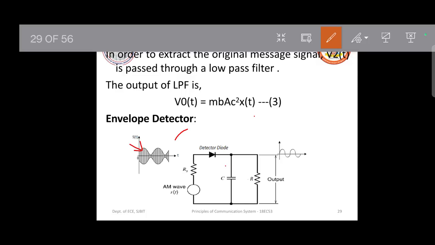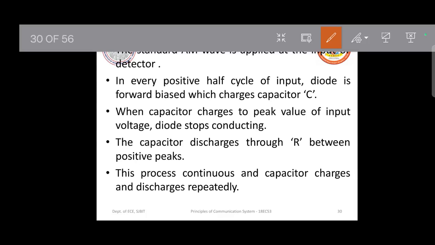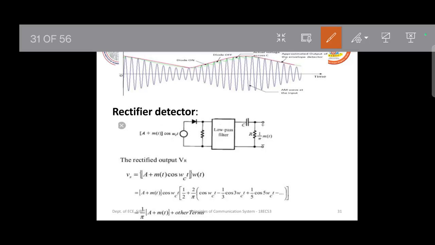Again, the next positive half cycle will appear. The capacitor charges again to the peak value. It goes up. And finally, the negative part will also come. So what we are able to see is the output waveform becoming a low frequency sinusoidal signal, which is nothing but your modulating signal. So this is what is going to happen.